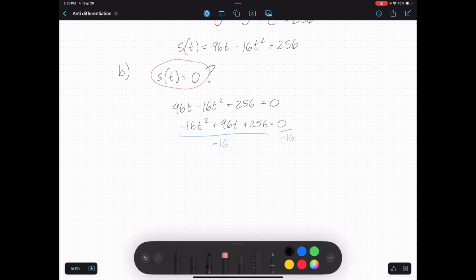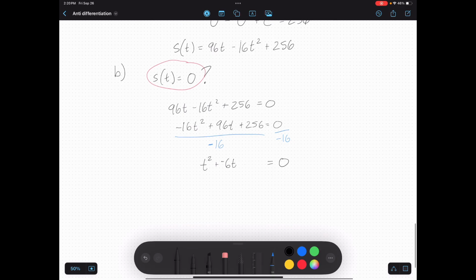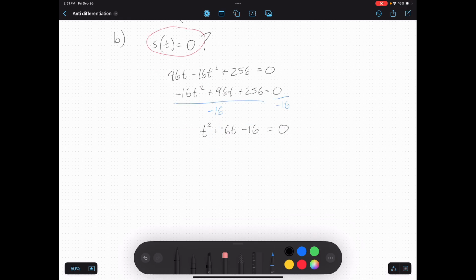But what's 0 divided by negative 16? You just get 0. On this side, negative 16 divided by negative 16 just gives me 1t squared, or just t squared. 96 divided by 16 actually just gives me minus 6, a negative 6t. And 256 divided by negative 16 is actually negative 16, or we can write minus 16. That's much easier to factor.